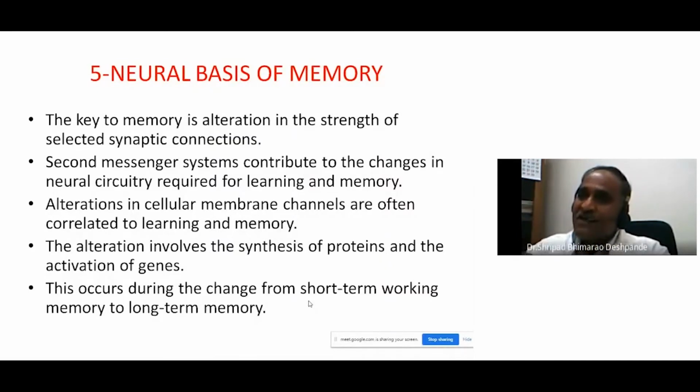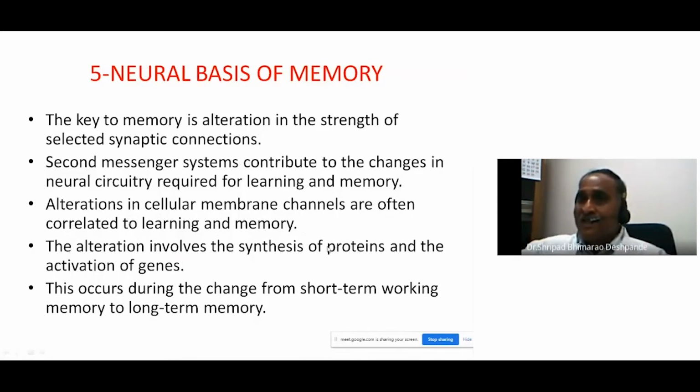Now these synaptic contacts have certain basic things. One, they are activated by ion channels. They also involve the second messenger systems. So the second messenger systems contribute to the strength of the memory, and for learning and memory they become important. The second messenger system leads to the working of the ion channels. The ion channels become important for the release of the transmitters or for the action of the transmitters, so they are correlated with learning and memory.